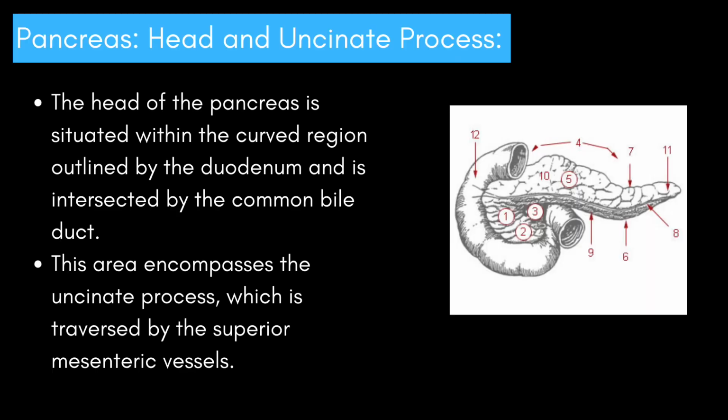Today, I'd like to open up the presentation by covering the head and uncinate processes of the pancreas. The head of the pancreas is situated within the curved region outlined by the duodenum and is intersected by the common bile duct. This area encompasses the uncinate process, which is traversed by the superior mesenteric vessels.